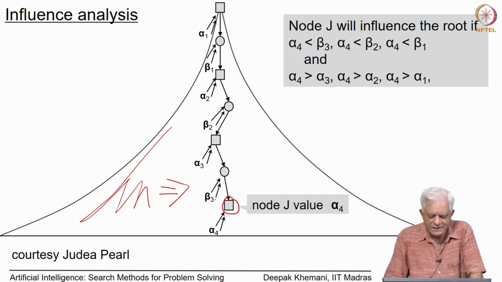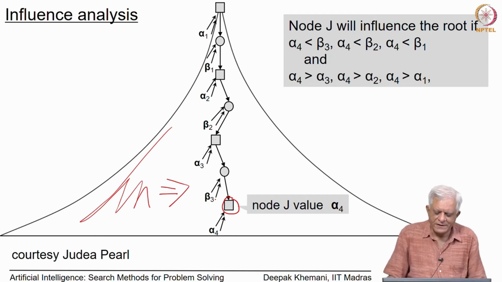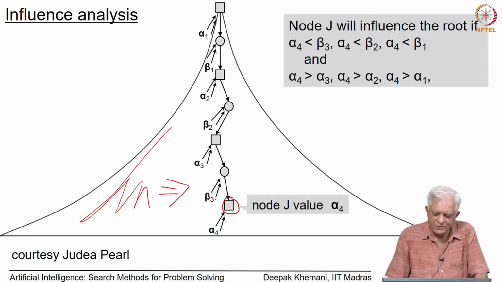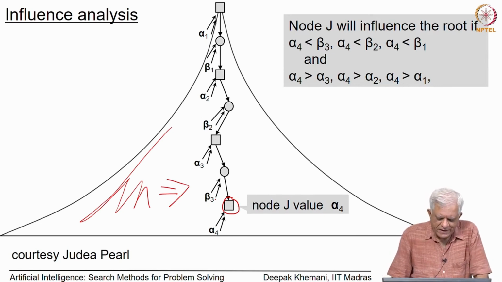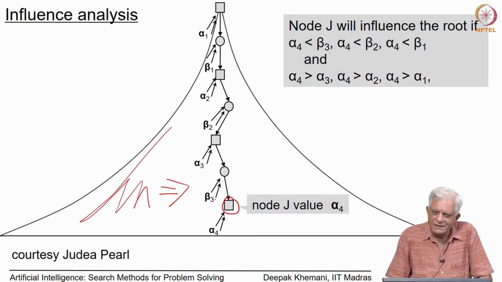Remember that alpha nodes are max nodes and they are lower bounds on the values that they contain, because max nodes are trying to maximize the value, and likewise beta nodes are upper bounds on the values of that node essentially. So, the question we were asking is, should we continue exploring node j or not, and remember that when we say that, we mean shall we continue the recursive call to j or not.